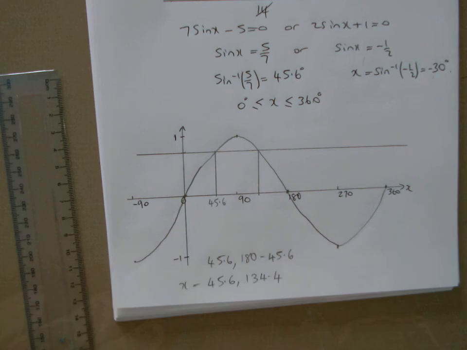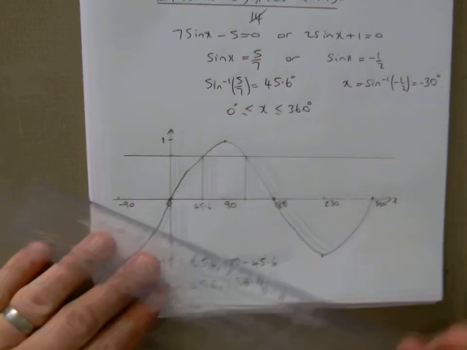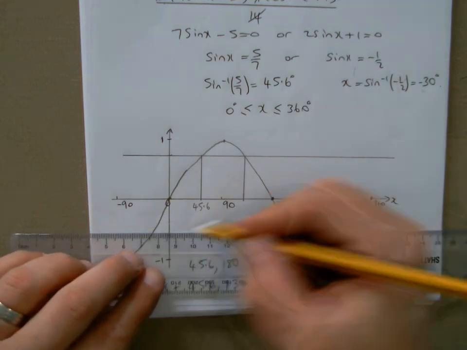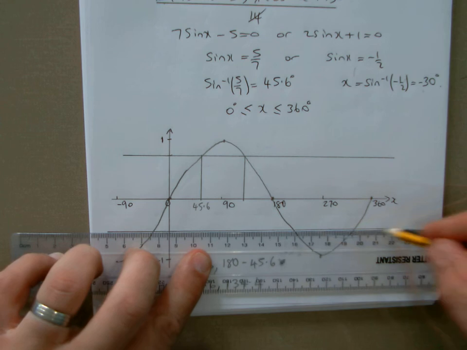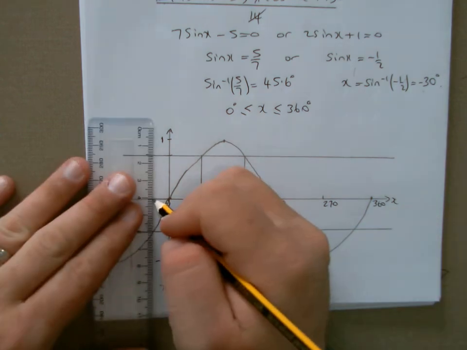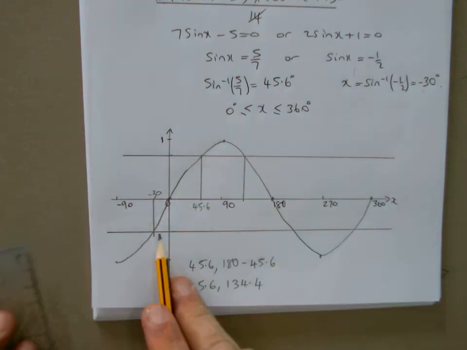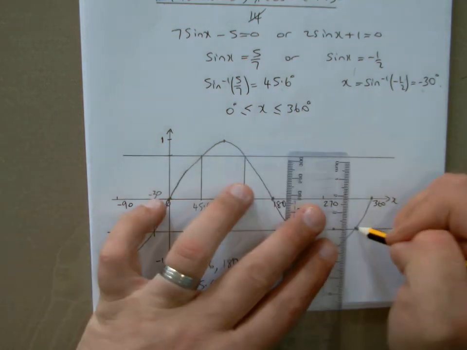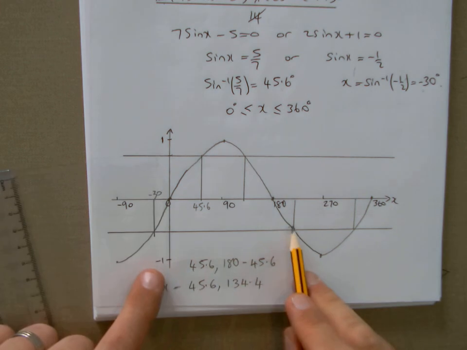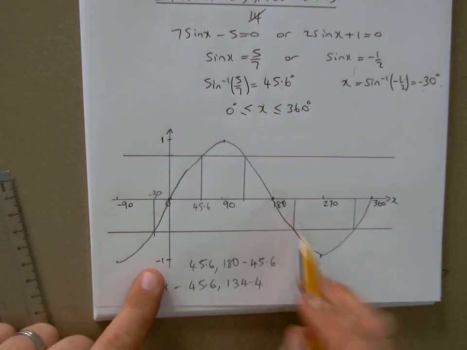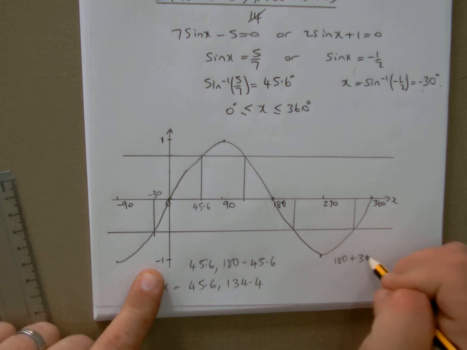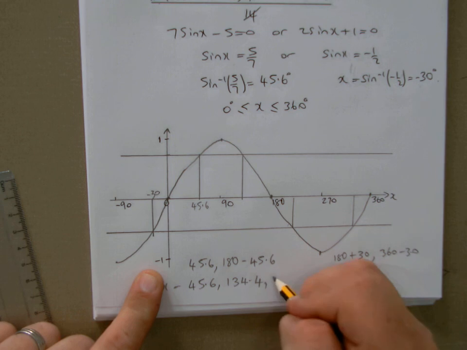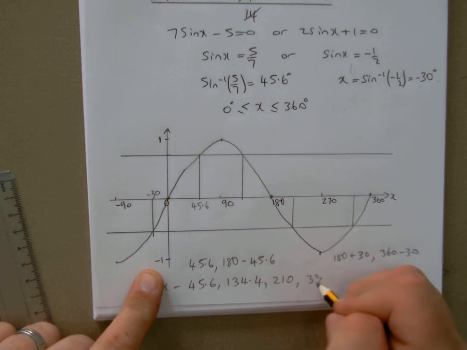So x will be 134.4. Now the other solution is when sine x is equal to minus a half. Minus a half is about down here. So you've got your solution now, minus 30. Now that's outside of our range, we want to be in here, don't we? But you can see our two solutions, here and here. To get those, you've got to go across 30, due to symmetry. So it'll be 180 plus 30, and then backwards 30, so 360 minus 30. So the other two solutions will be 210 and 330.